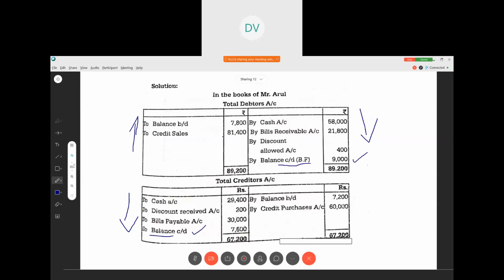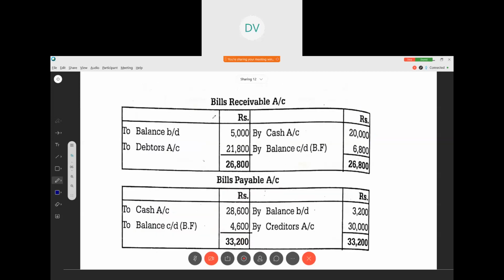Next, the bills receivable account, because there are many transactions. The bills receivable opening balance is given in the balance sheet. While preparing the closing balance sheet, we should write it after making all the adjustments. For that reason, we are preparing the bills receivable account.